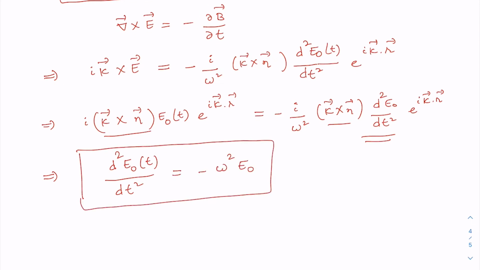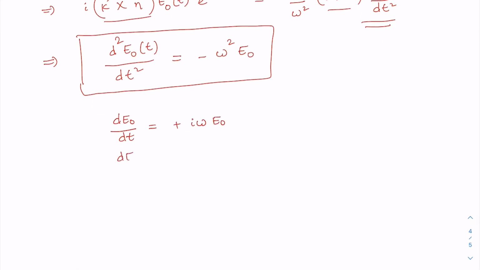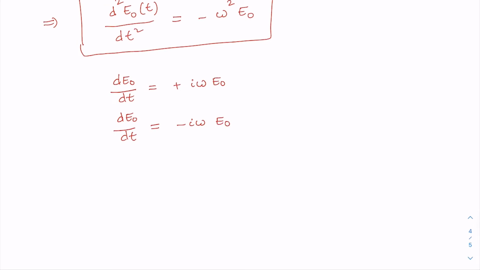This equation is equivalent to two first order differential equations. They are dE0/dt is equal to plus i omega E0, and dE0/dt is equal to minus i omega E0. You can see that the solutions of these equations are oscillatory. So E0(t), I can write the solution as E0 at time t is equal to E0(0) e to the power plus minus i omega t.